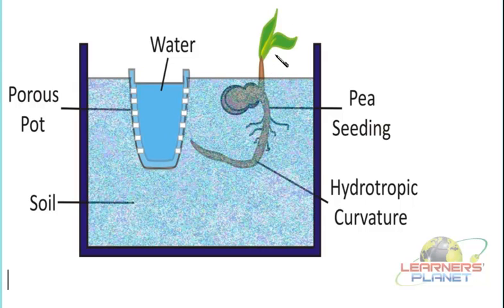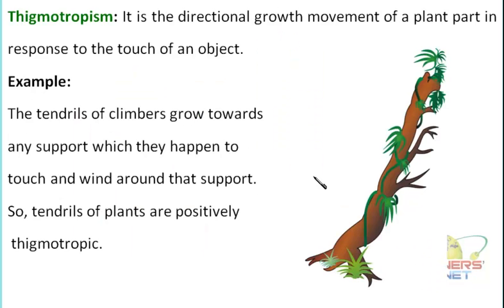Whereas what about the shoot? The shoot tends to move in the upward direction, and you can see that there are some curvatures also found here. So this is how we can prove that the shoots are negatively hydrotropic, whereas the roots are positively hydrotropic. Another tropic movement is the chemotropism. Now this chemotropism is the directional movement of a plant part in response to touch. Touch is usually of a particular object. So this response which is given towards the touch is known as chemotropism.